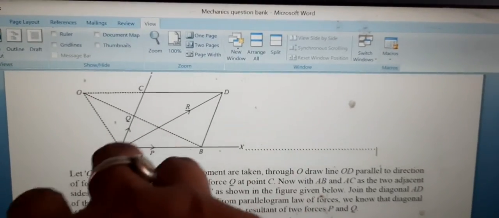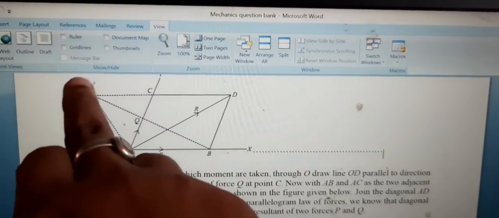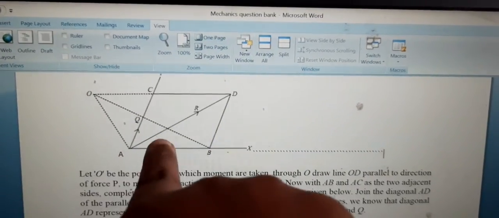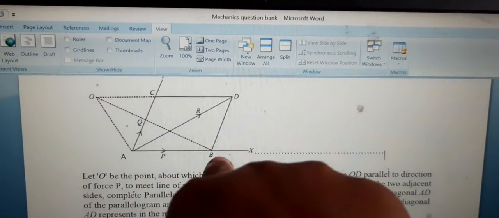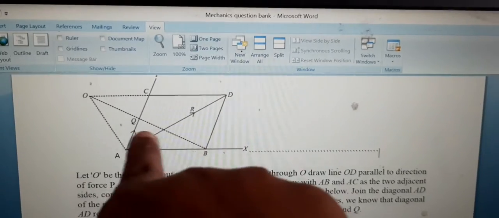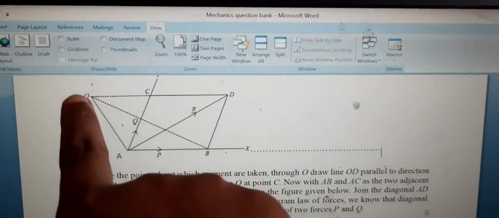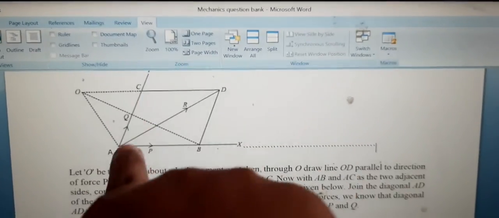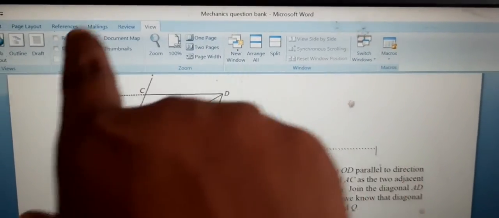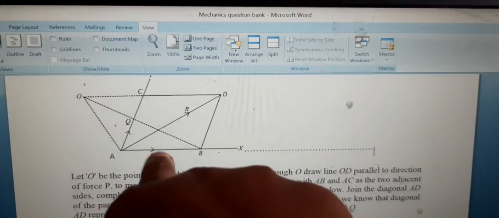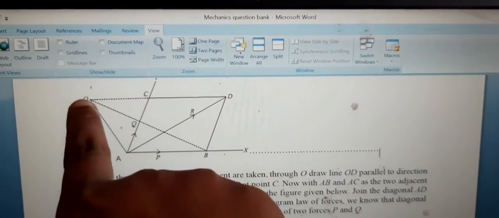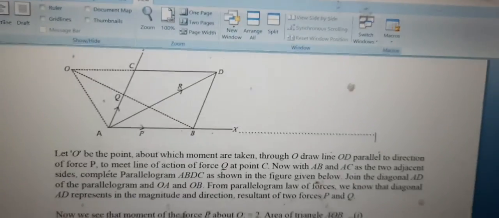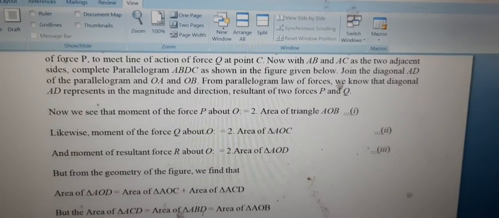So what we got? The moment of the resultant force about any point, that is the point O, equals the moment of force P about O plus the moment of force Q about the same point. So R is the resultant of forces P and Q. So the moment of the resultant force about any point equals the summation of the moments of all the forces about the same point. So we got the proof. So you just see the proof.